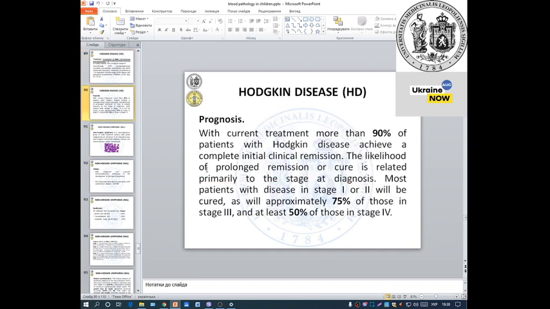With current treatment, more than 90% of patients with Hodgkin disease achieve remission. The likelihood of prolonged remission or cure is related to the stage at diagnosis. Most patients with disease in stage 1 or 2 will be cured, as will approximately 75% of those in stage 3 and at least 50% of those in stage 4.